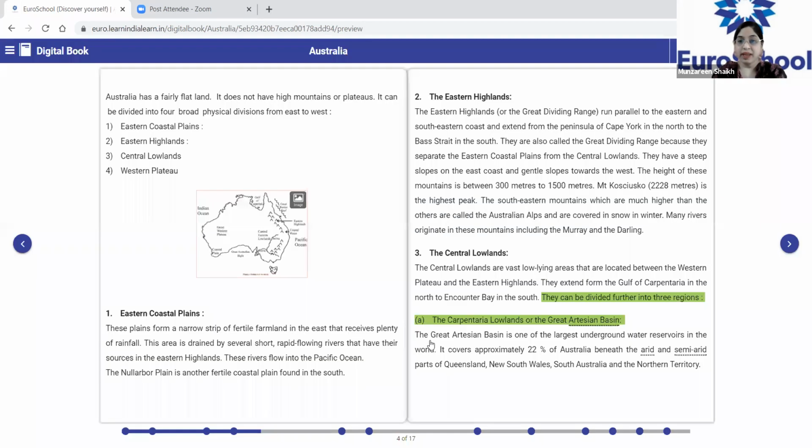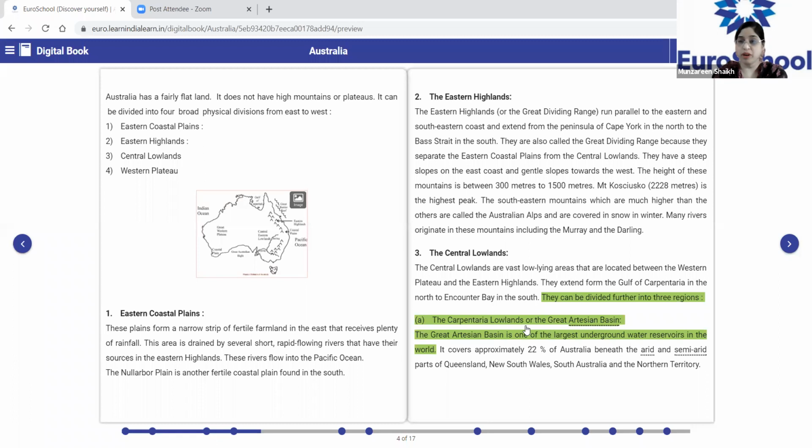Continue. The Great Artesian Basin is one of the largest underground water reservoirs in the world. Just underline this. It is one of the largest underground water reservoirs in the world. Which is it? It is the Great Artesian Basin. Which is the largest underground water in the world? The Artesian Basin. Have you understood this about the underground water which I just explained?